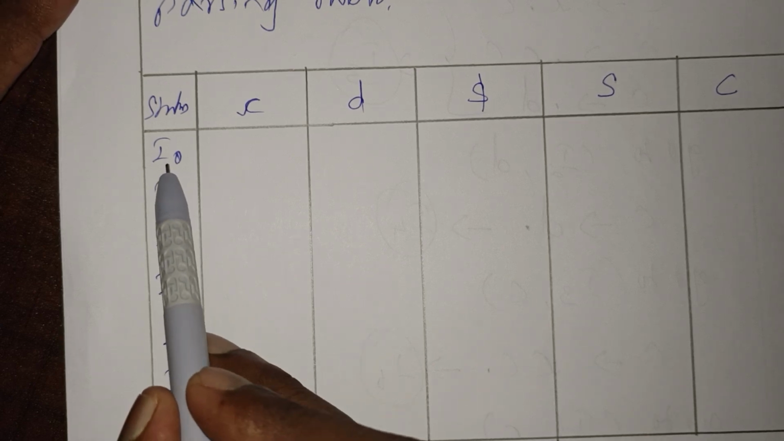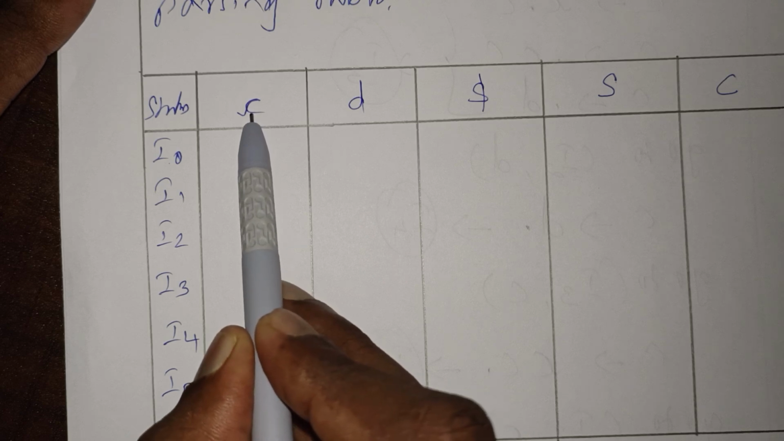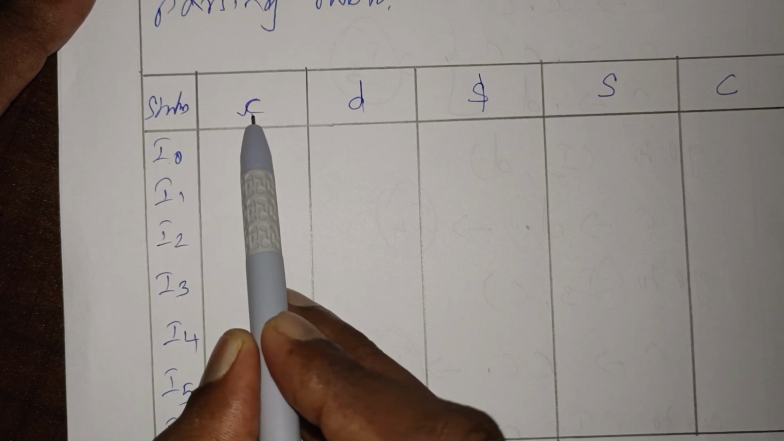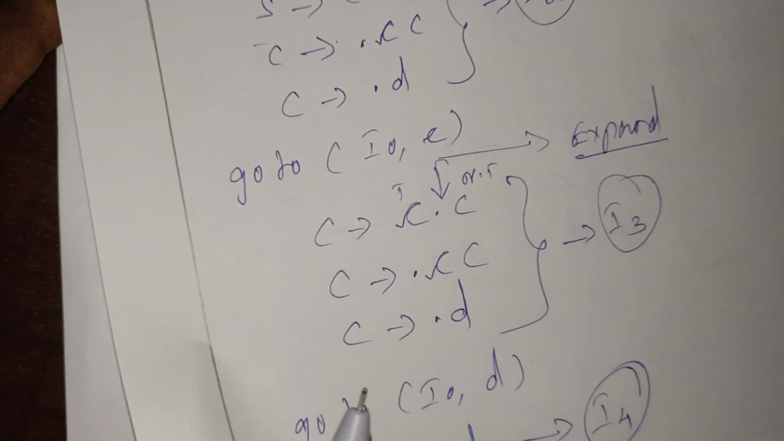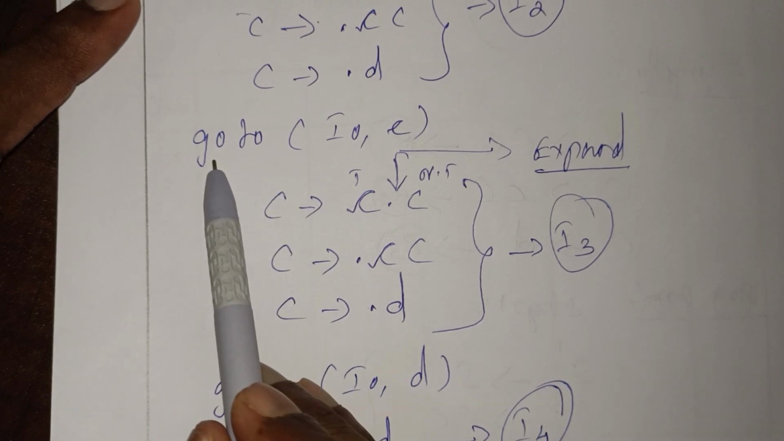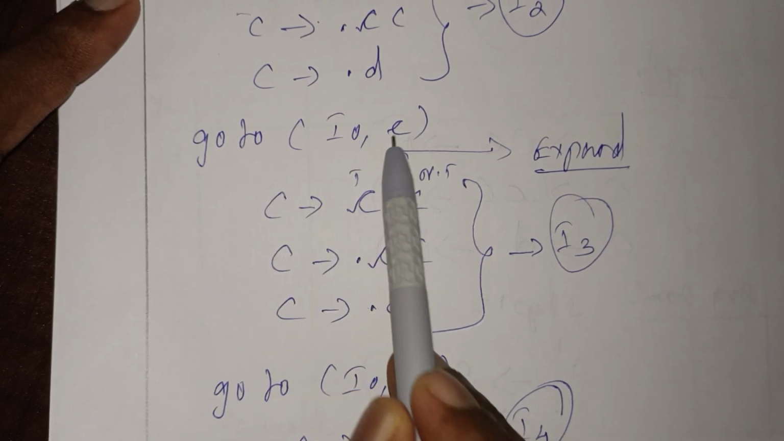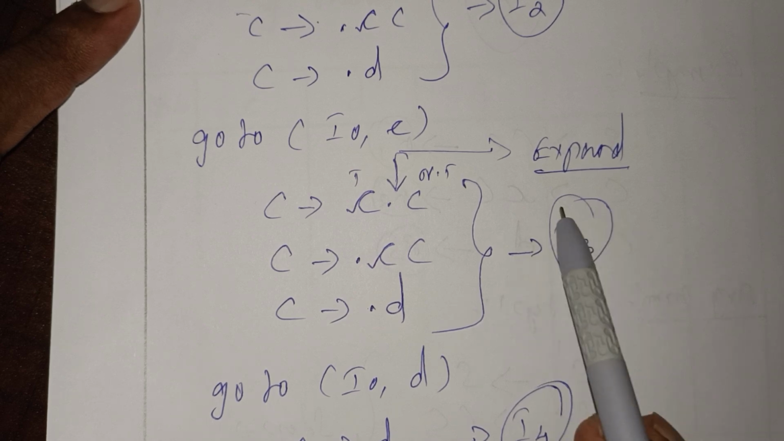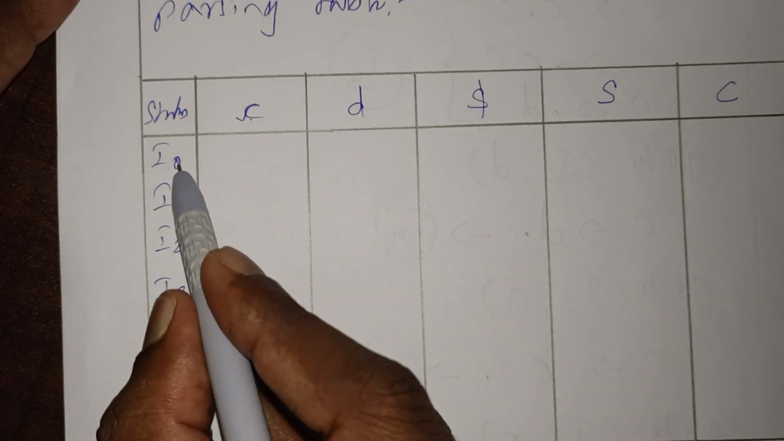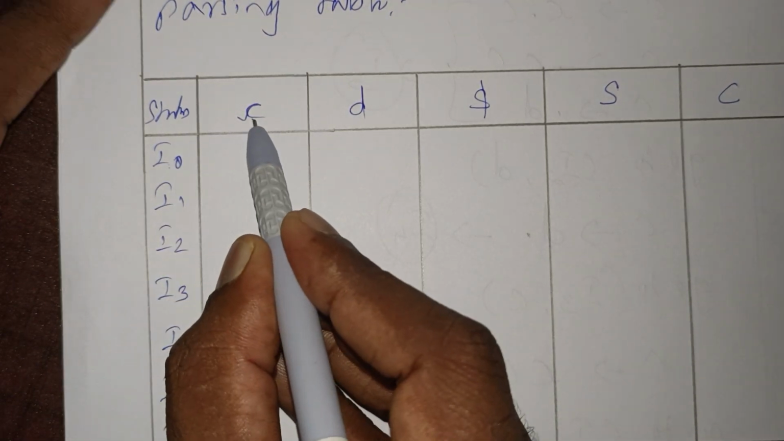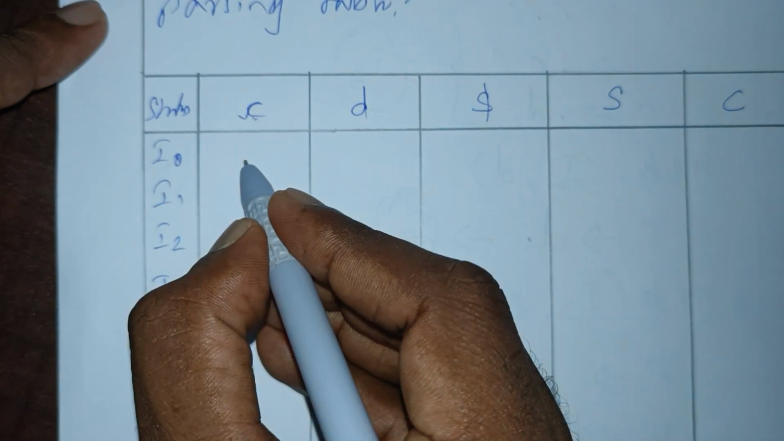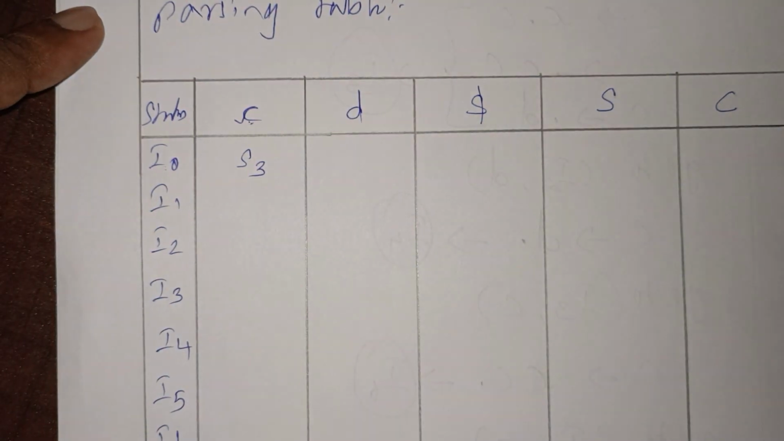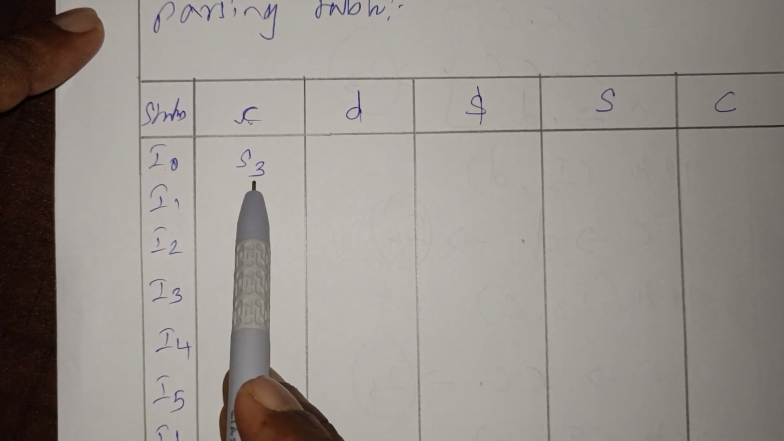See here, I am going to check I naught comma small c in the goto function. So in the goto function you need to check this. Let me show you one simple example. See here, this is where I naught comma small c. The result we got is iteration number 3. This number has to be mentioned over there, right? So for I naught comma small c we got a shifting symbol, that is, it is not ended, right? So I am going to mention it as S3, where S represents shifting and 3 represents the iteration number.